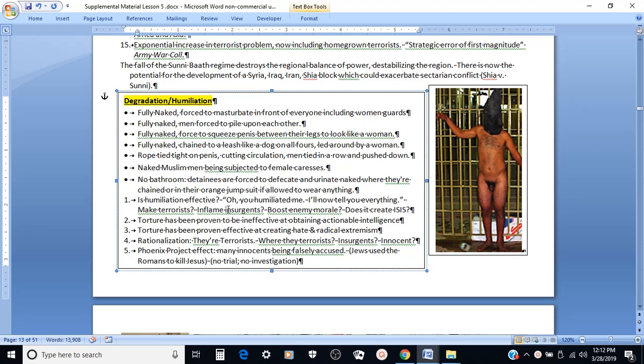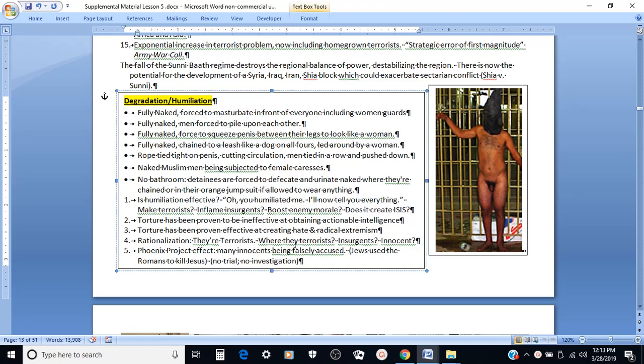Right? Now, torture has been proven to be ineffective at obtaining actionable intelligence. Torture has been proven effective at creating hate and radical extremism. Right? Torture has been proven effective at creating false information. People tell you anything to stop the torture. So this is torture I'm talking about, jumping ahead a little bit here.